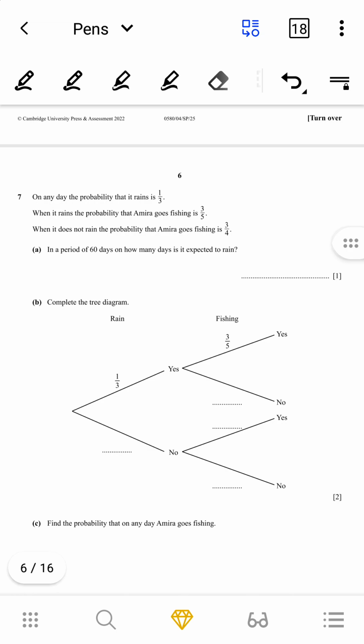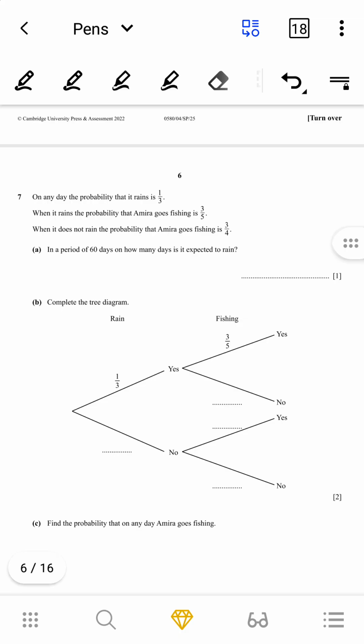On any day, the probability that it rains is 1 by 3. When it rains, the probability that Amira goes fishing is 3 by 5. When it does not rain, the probability that Amira goes fishing is 3 by 4. Very simple. In a period of 60 days, on how many days is it expected to rain? This one, the probability, is a tree diagram concept. We already discussed it, and you all know it very well in our syllabus. This is very important. Definitely one question will come from this region. In many past papers I saw this kind of question pattern.